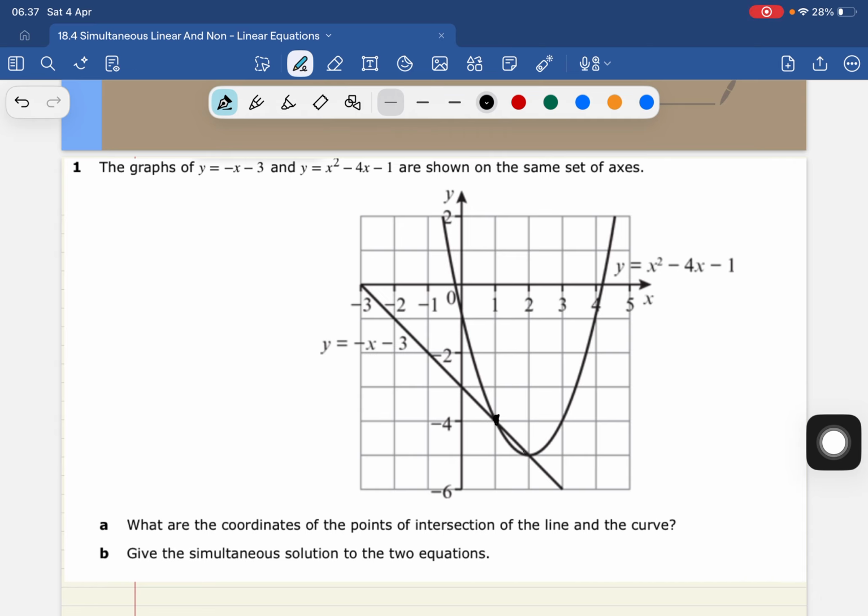Here is the line. So when x is 1, y is -4. Let's write it as 1, -4, and then 2, -5. Give the simultaneous solution to the two equations.